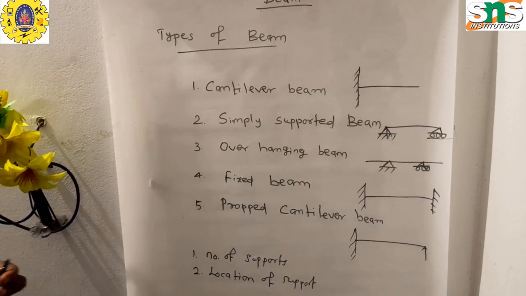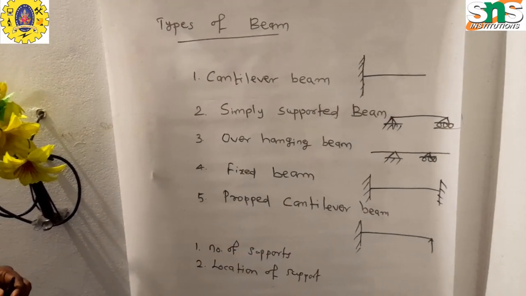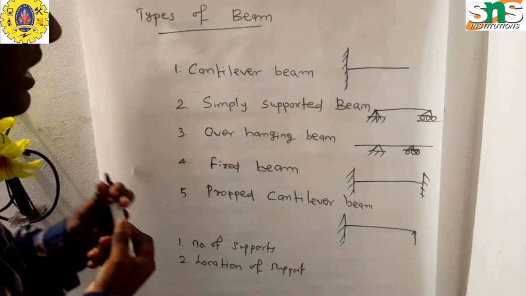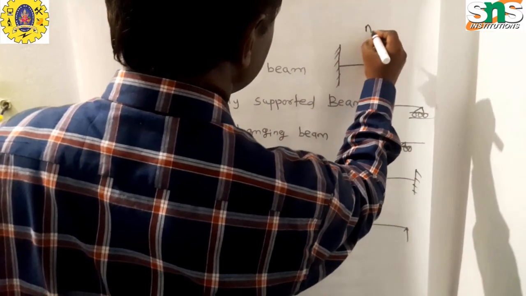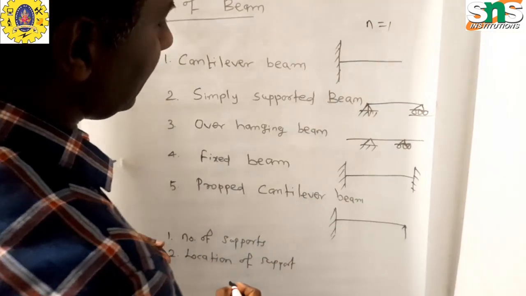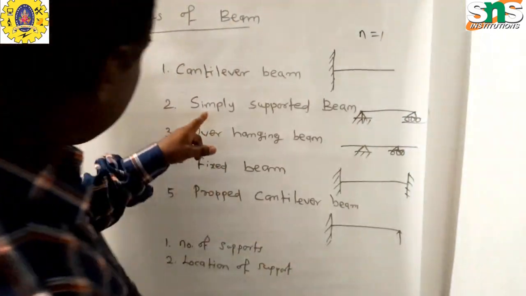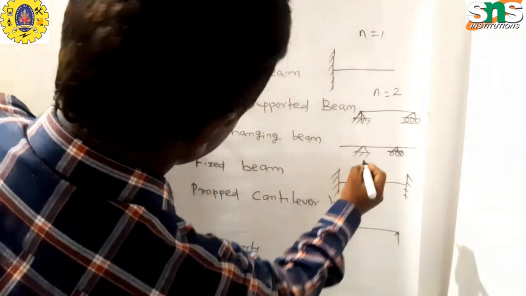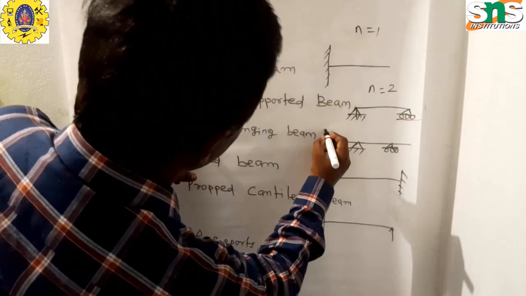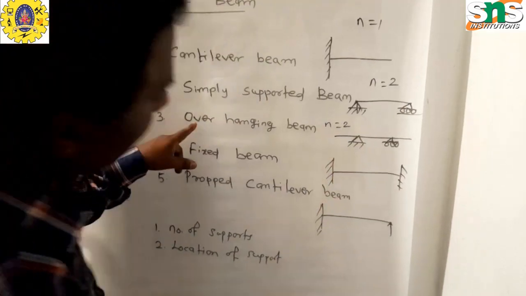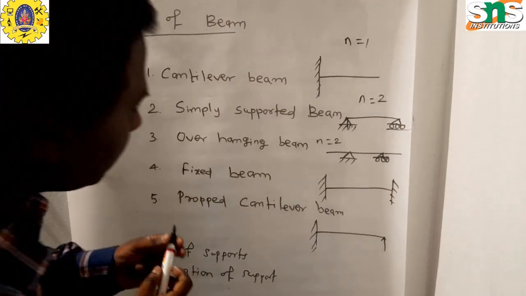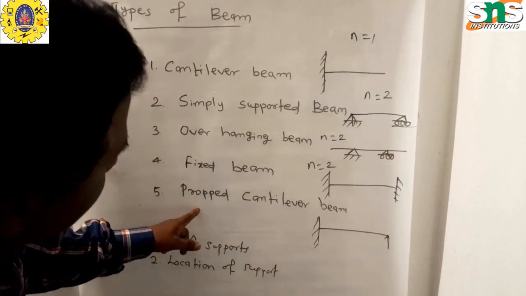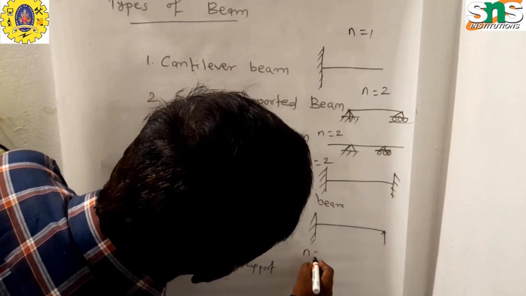Now let's take the parameter number of supports. In a cantilever beam we have only one support. Let's take n as the number of supports, here n is 1. In a simply supported beam the number of supports is 2, and in an overhanging beam also the number of supports is 2, and in a fixed beam the number of supports is 2, and in a propped cantilever beam the number of supports is 2.